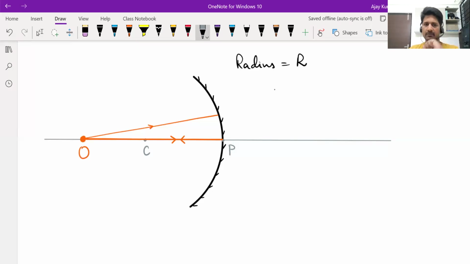Incident rays are coming from the object. Reflected rays will come from the image. So we want to find out the common point through which the reflected rays pass. Okay. For that, we have to imagine the normal. Can one of you tell me how to draw a normal to a spherical surface?